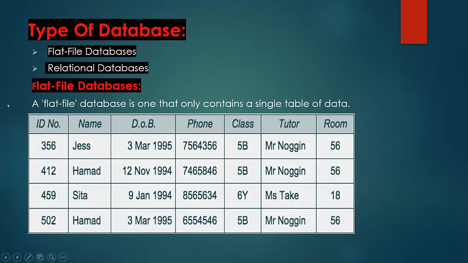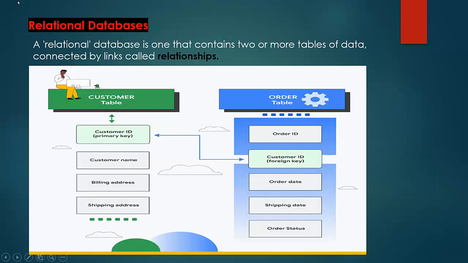The second type is the relational database, and a relational database is one that contains two or more tables of data connected together by something called a relationship. We have here two tables. The first table is for the customer and the other table is for the order. So if we need to connect the customer ID, we need to connect this one to the order table by something we call a relationship.